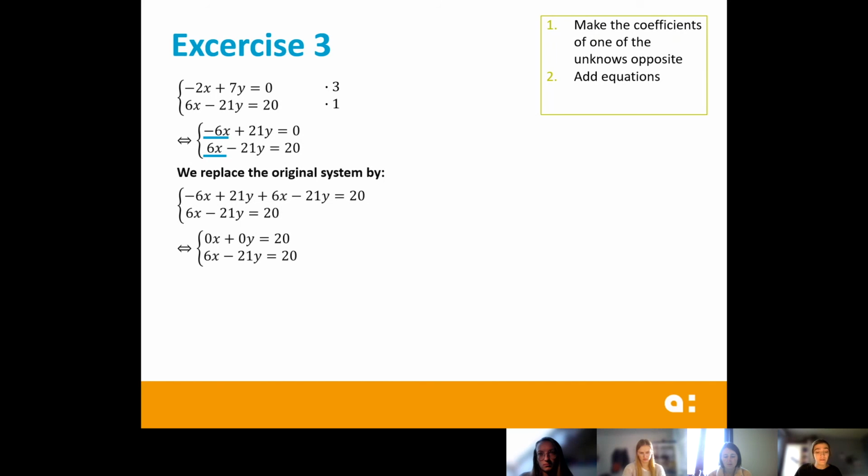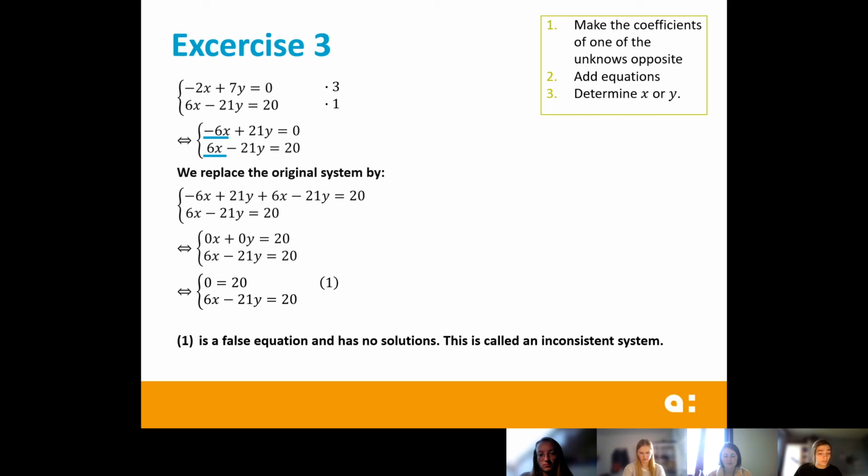This results in 0x plus 0y equals 20. We can also write this as 0 equals 20. This is a false equation, which means the system of equations has no solutions. This is called an inconsistent system, so the solution set is empty.